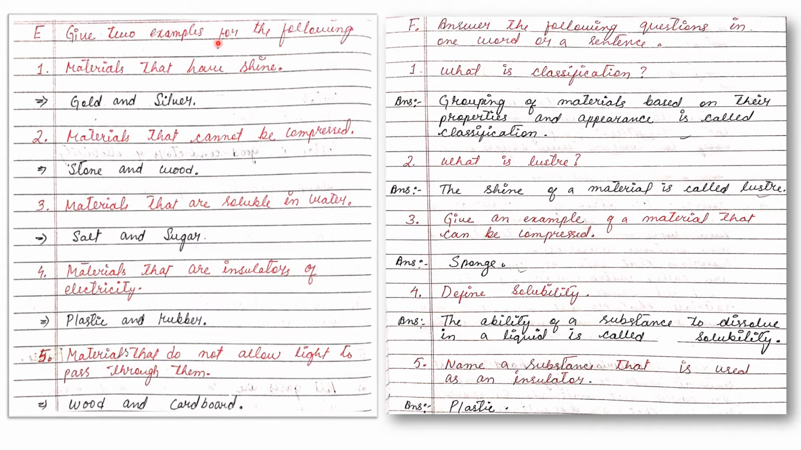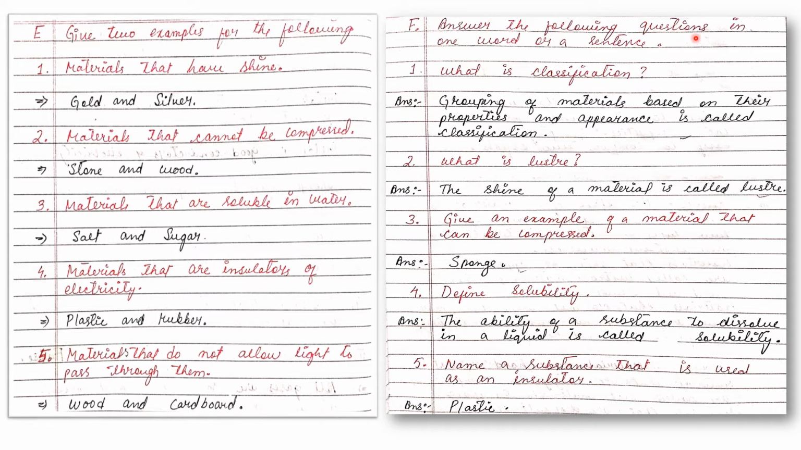F. Give two examples for the following. So questions are given here. We need to give two examples for each. First, materials that have shine: gold and silver. Number 2, materials that cannot be compressed: stone and wood. Third, materials that are soluble in water: salt and sugar. Fourth, materials that are insulators of electricity: plastic and rubber. And fifth, materials that do not allow light to pass through them: wood and cardboard.